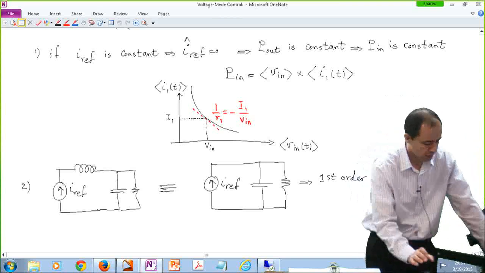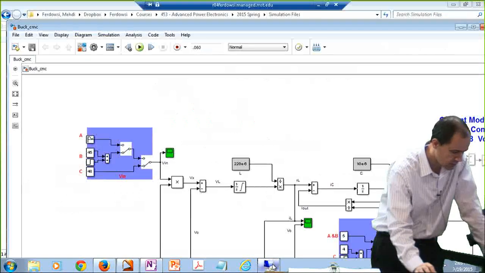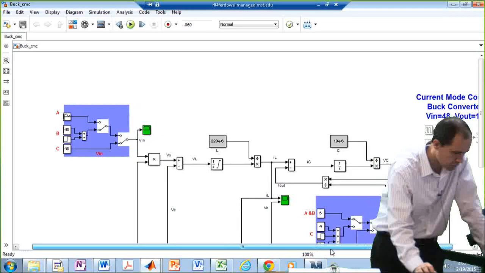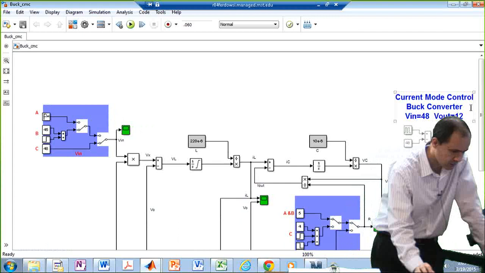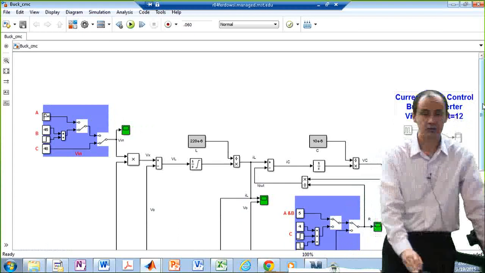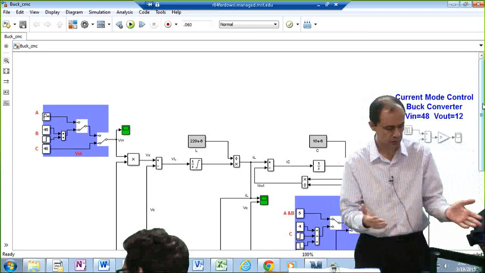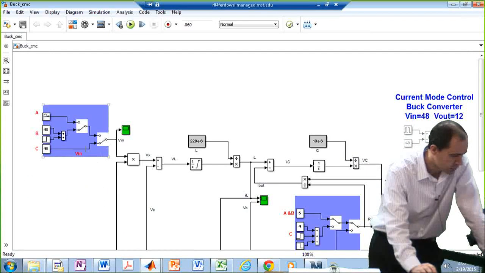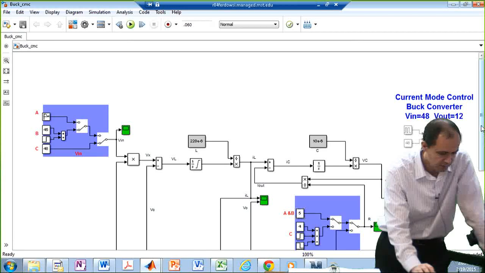Okay. So before we go any further, let's take a look at some simulations to become a little bit better at this current mode control. So this is my classic buck topology. It is converting 48 volts as the input voltage to 12, for instance. My input voltage is kept constant. Load resistance is kept constant at 5.